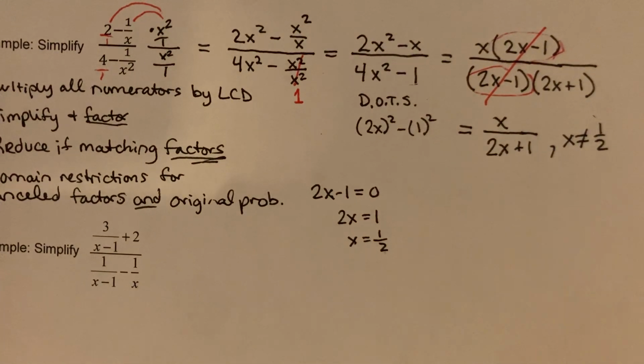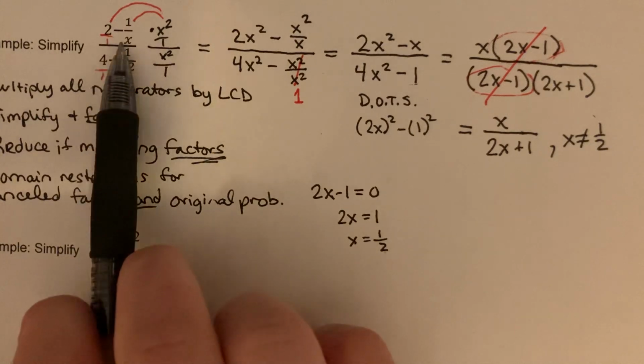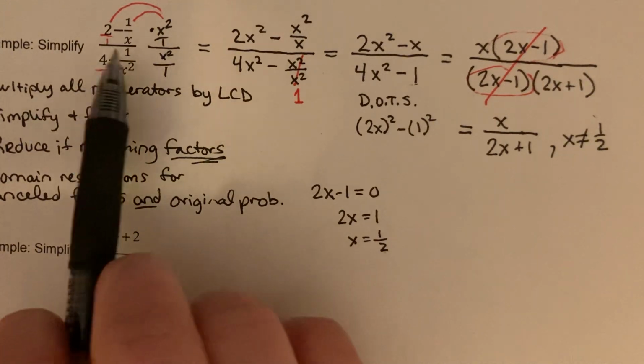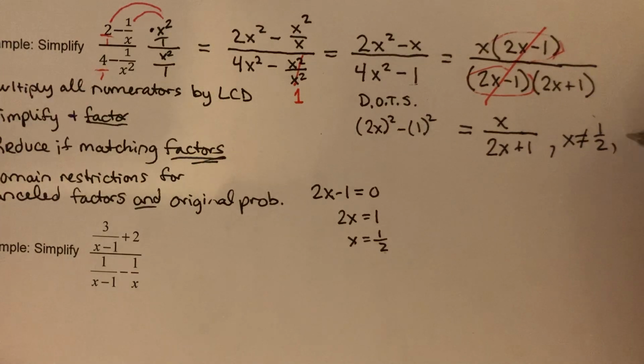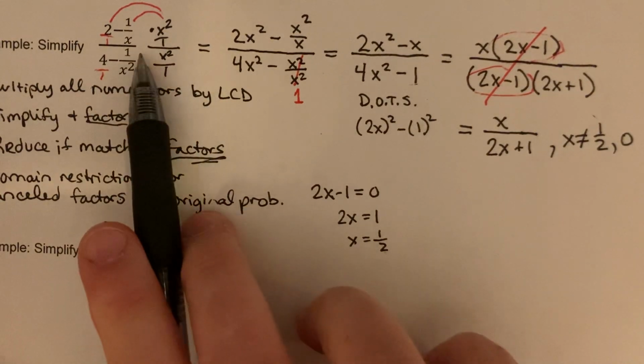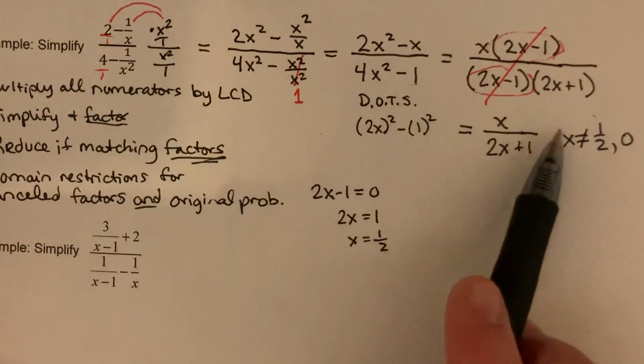And our second domain restriction comes from the original problem. I can't divide by 0 here as well. So this x cannot equal 0. So that's the other domain restriction, is that x cannot equal 0. And x squared equals 0 is also x equals 0.